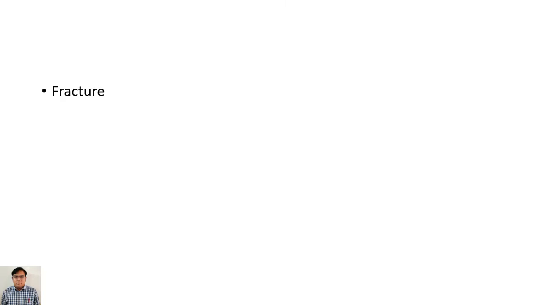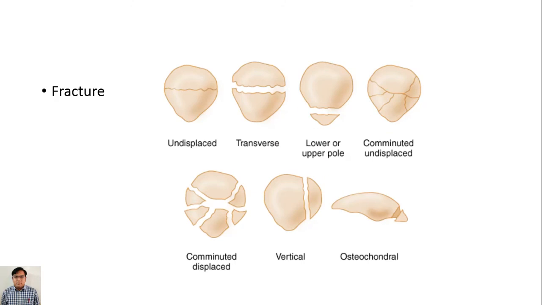Now the fractures are also common in patella. So there are various types of fractures. The transverse fracture, it can be divided into undisplaced and displaced, then lower pole fracture, comminuted fracture, undisplaced and displaced, then vertical fracture and osteochondral fracture.